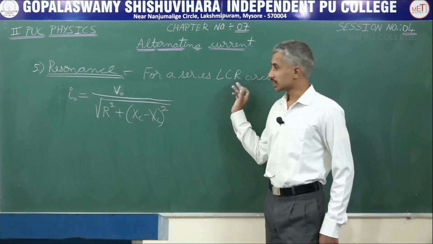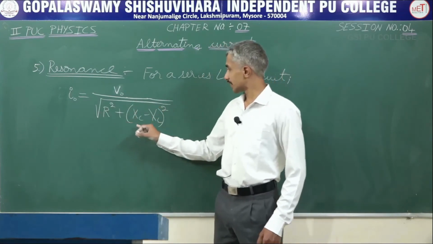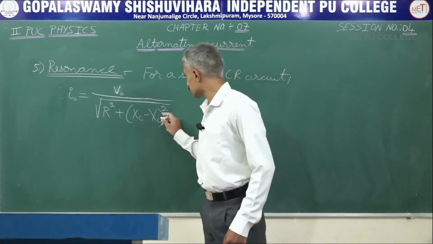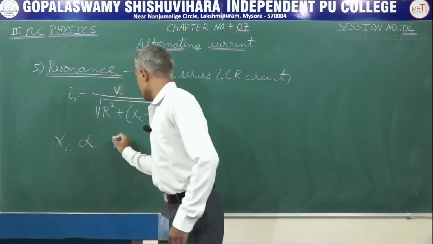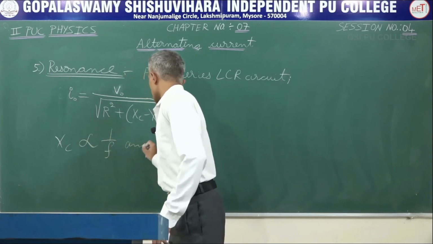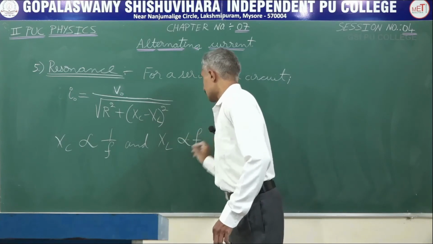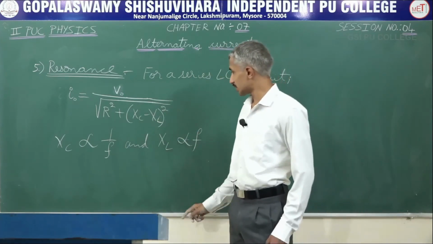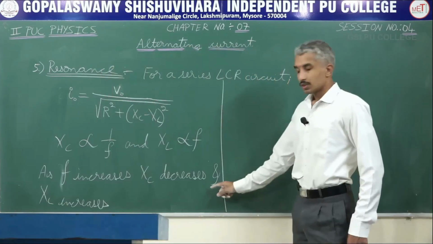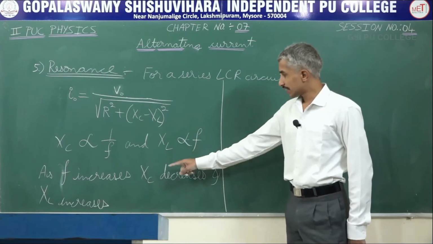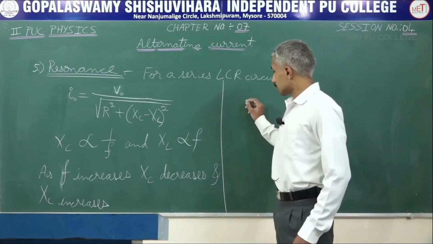For a series LCR circuit, the current in the circuit is given by I naught is equal to V naught by root of R square plus XC minus XL whole square. As told earlier, XC is inversely proportional to frequency and XL is directly proportional to frequency. So as frequency increases, XC decreases and XL increases. Also, if you remember, capacitive reactance and inductive reactance, they both are out of phase, opposite to each other. So what happens?